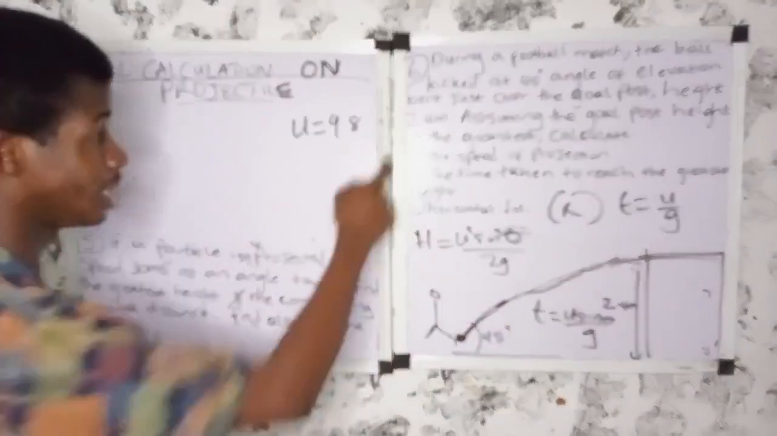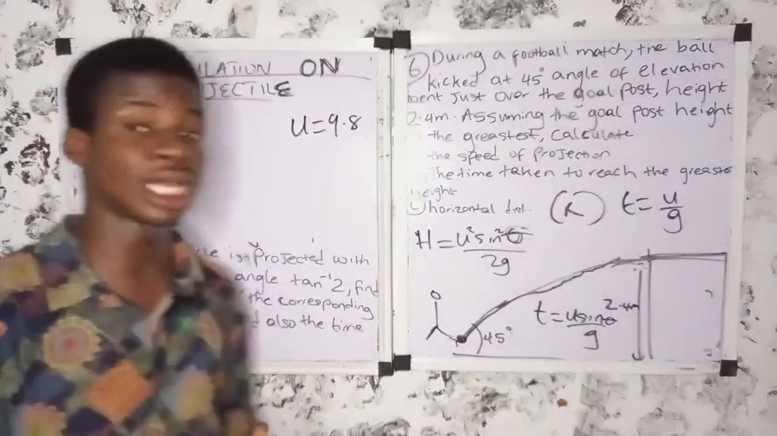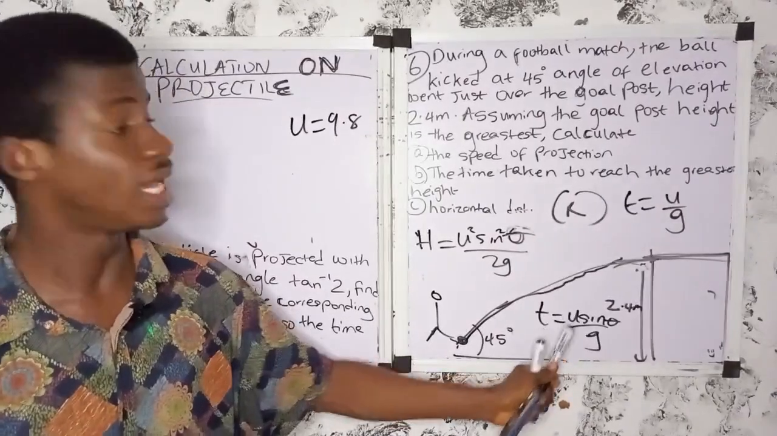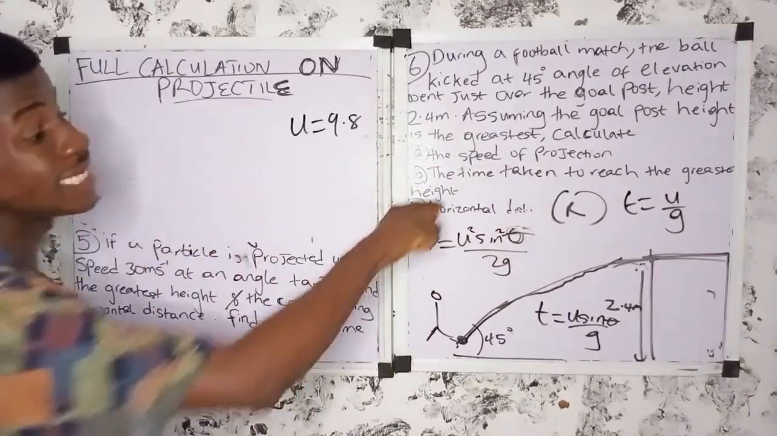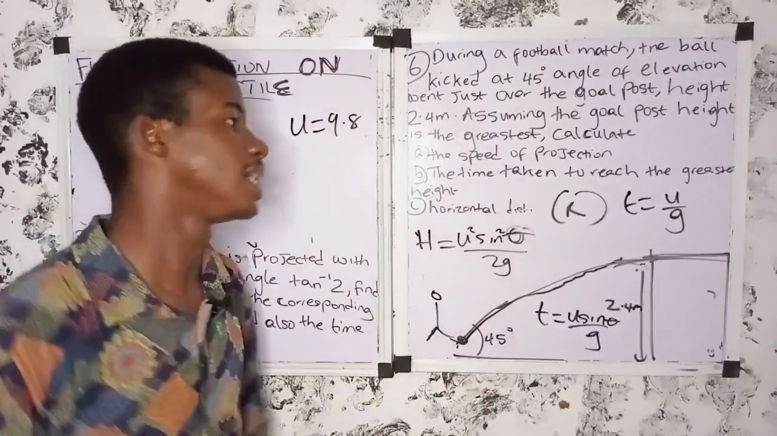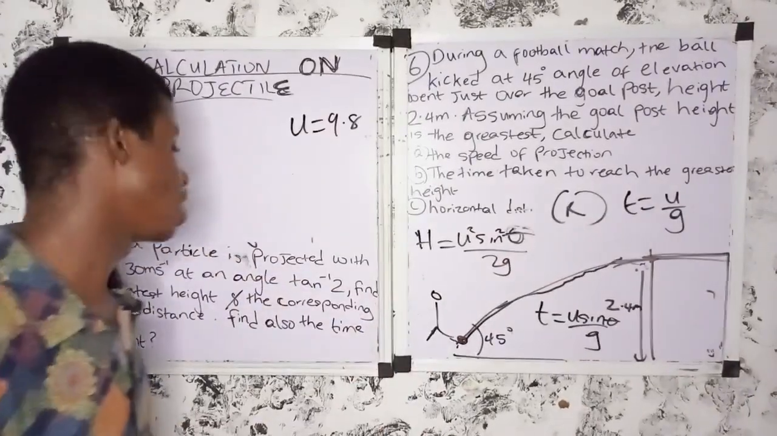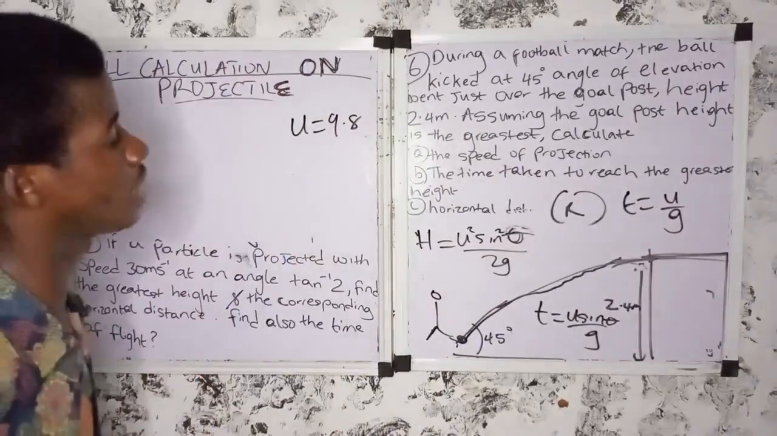So I've already gotten our velocity to be 9.8. So time of flight will now be what? Remember, this is not total time of flight. If it's total time of flight, we'll put 2 in front of this u. They say time taken to reach the greatest height, and that is different from total time of flight. So please, note that difference.